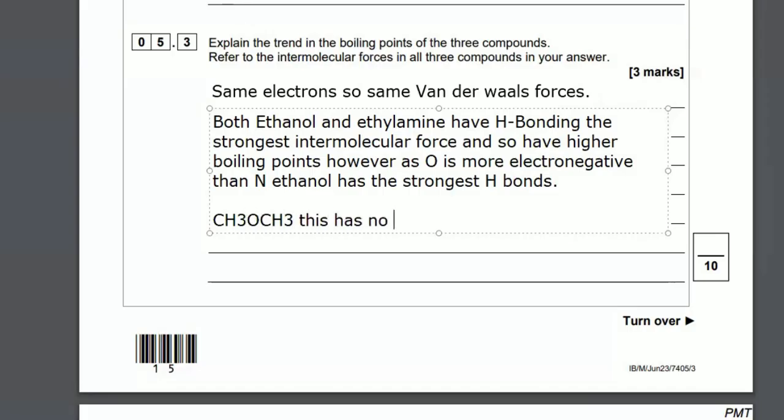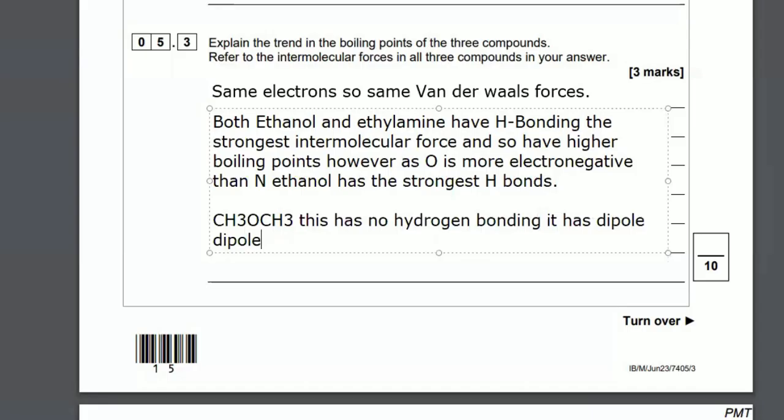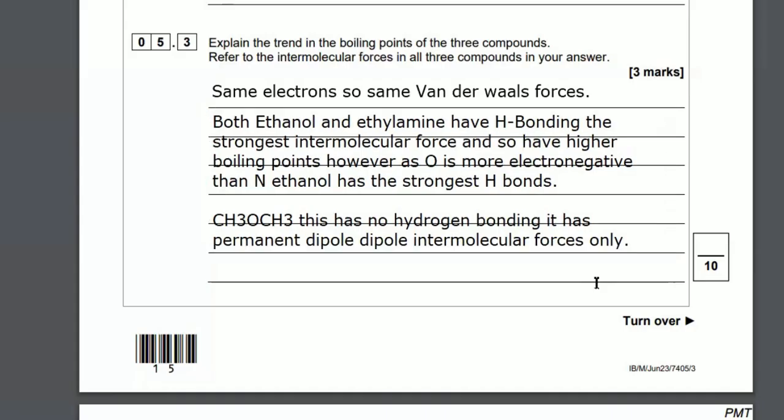Right, what about the CH3OCH3? This has no hydrogen bonding. And you might say, but it has an O and it has an H, how can it not have hydrogen bonding? The O and the H are not directly bonded, so don't make that mistake. This has permanent dipole-dipole intermolecular forces only. Not temporary, but permanent. Temporary dipole-dipole forces are a bit like van der Waals forces. So there we go, and that explains the 3 marks.